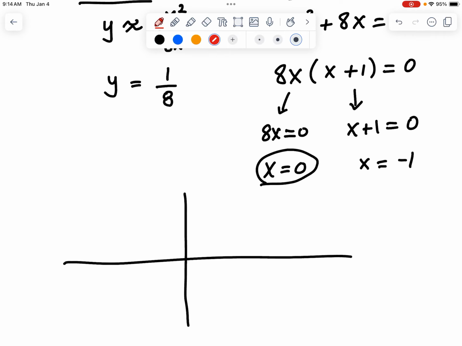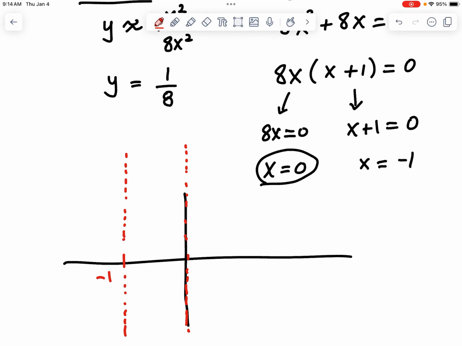That's a great time to use a red pen, and then put a dotted line, and the function will be undefined there. Also, at x equals negative 1, it seems that there's two vertical asymptotes like this.